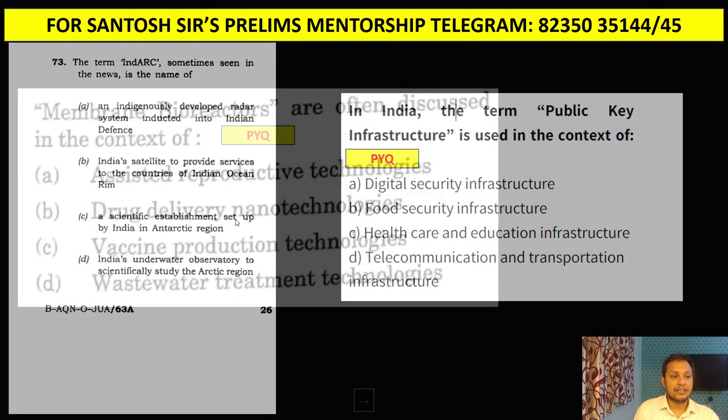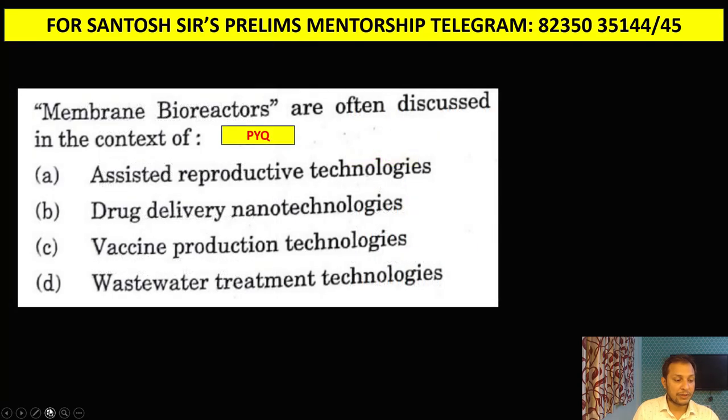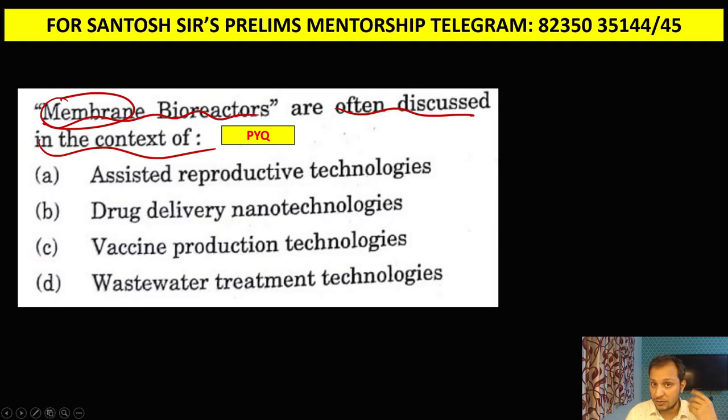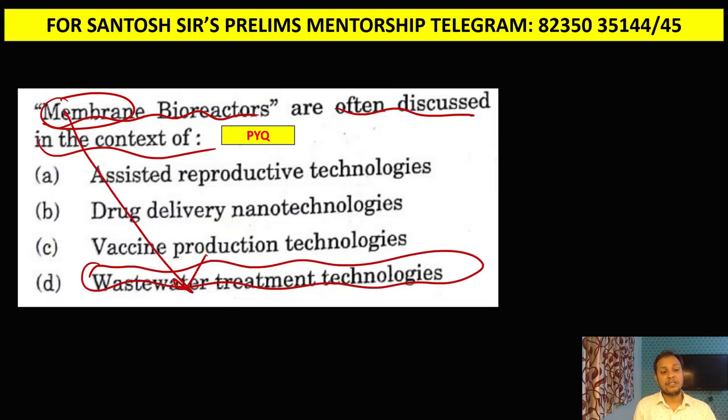Similarly, guys, here you can see, last year UPSC asked this question on membrane reactors. Membrane bioreactors are discussed in the context of... Same, very easy. Okay, similar kind of options we have to look for. Membrane, generally membrane is used for what? In your school days you must have studied osmosis and all kinds of filtration techniques. Here wastewater treatment is the correct answer, guys. Membranes are used for wastewater treatment.